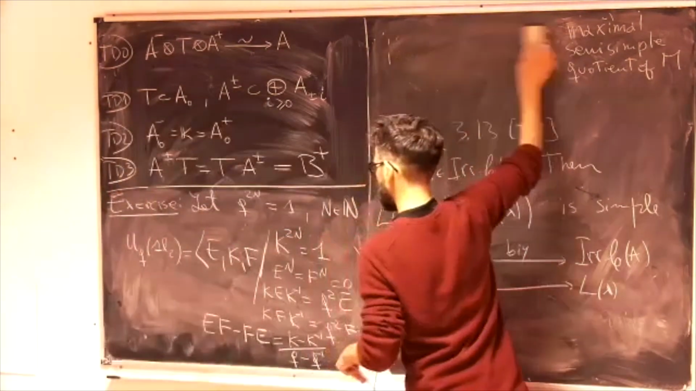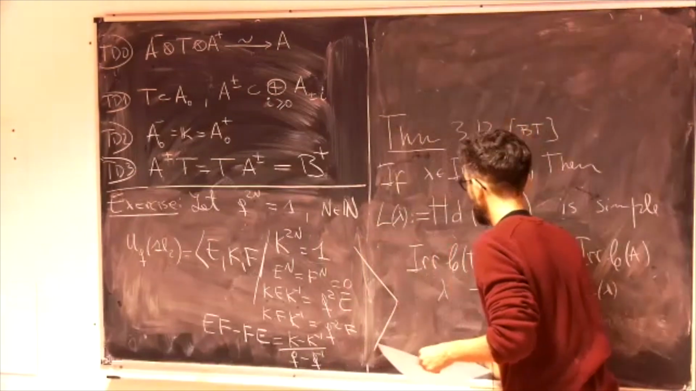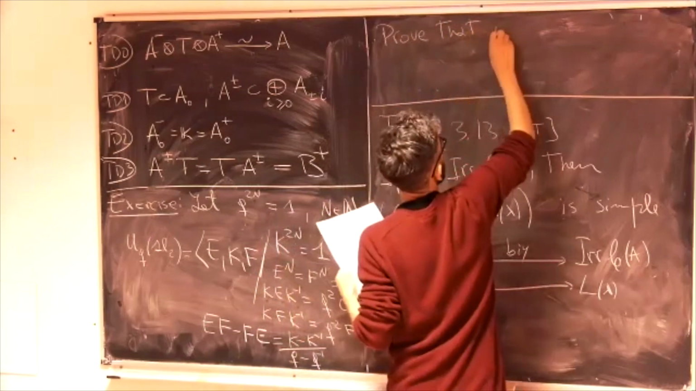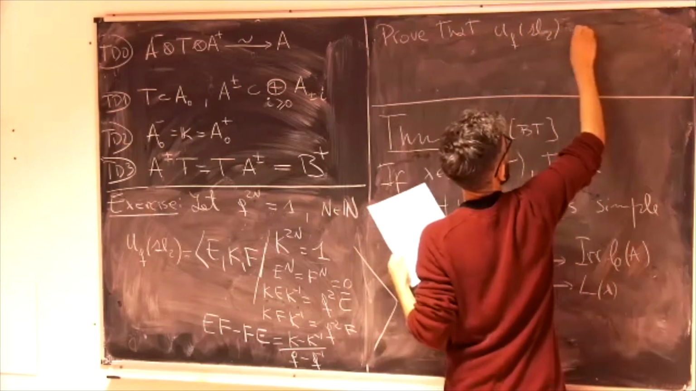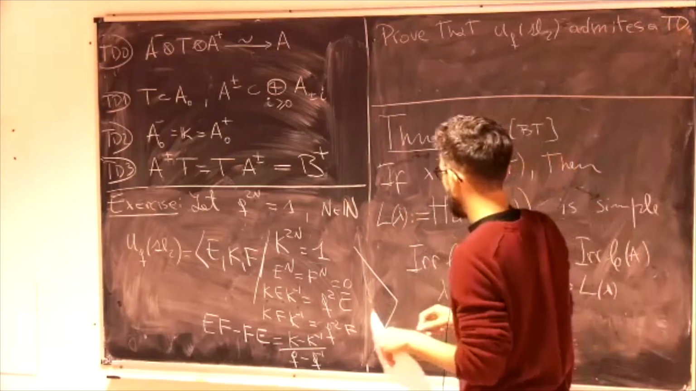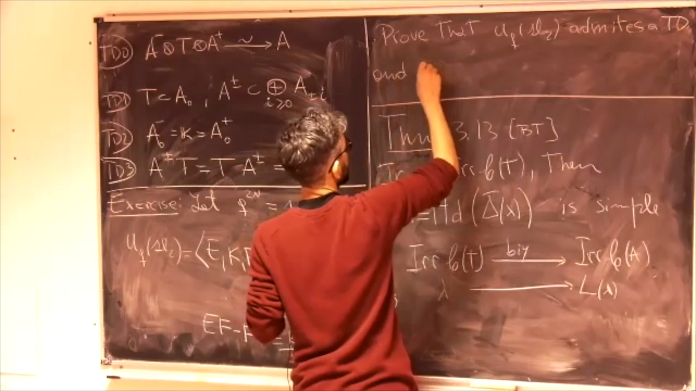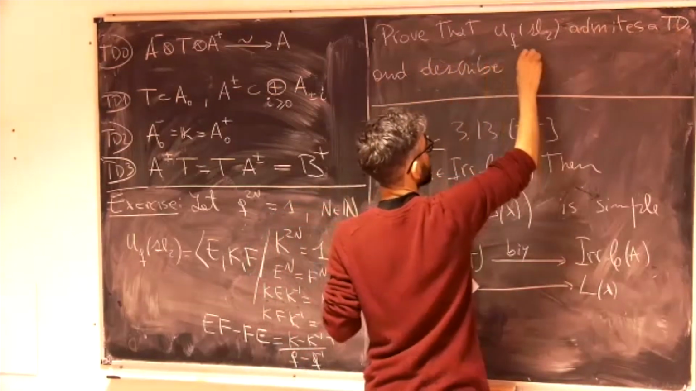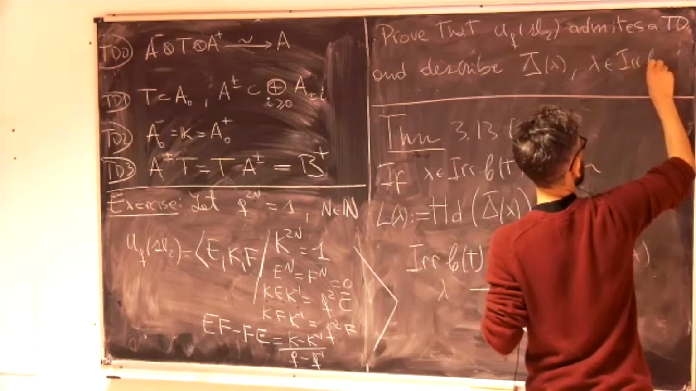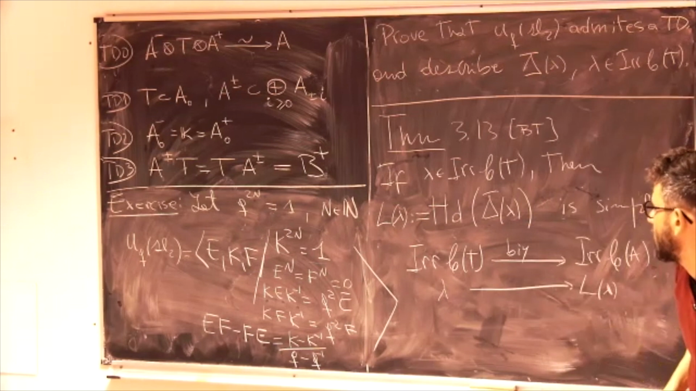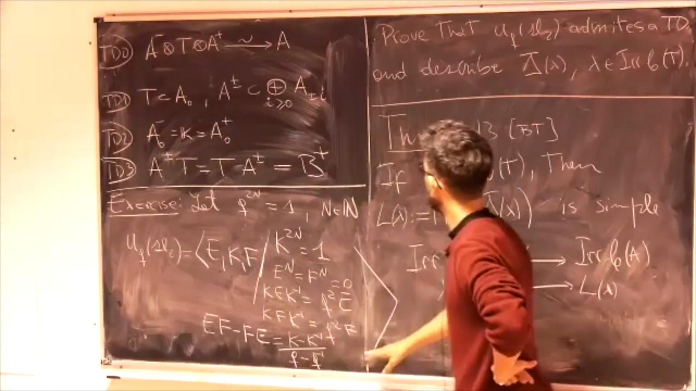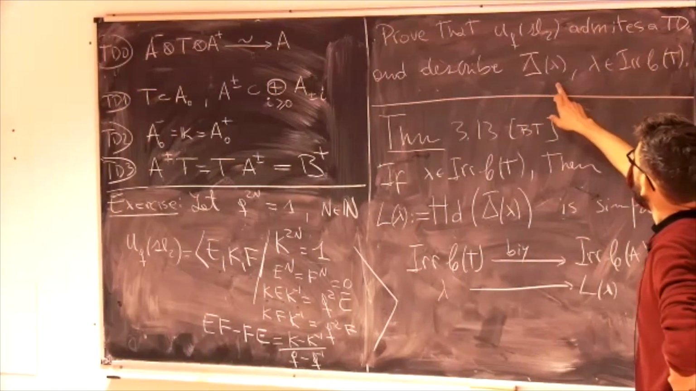So the exercise is to prove that U_q(sl2) admits a triangular decomposition. I propose you in this exercise to prove that this algebra generated by E, K, and F with these relations admits a triangular decomposition, and then you can describe the proper standard modules.